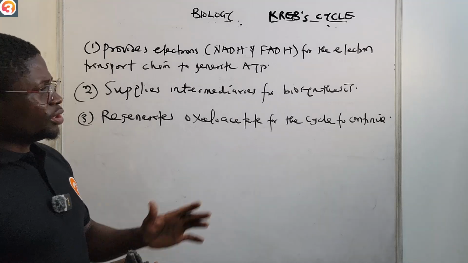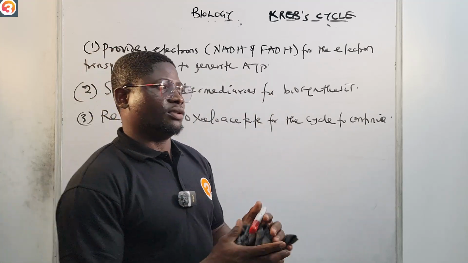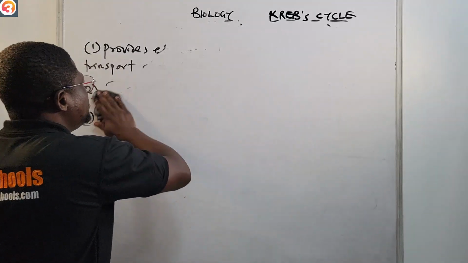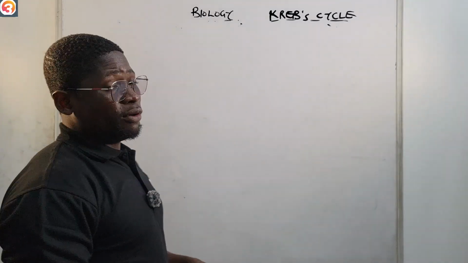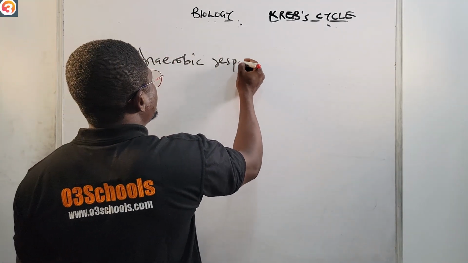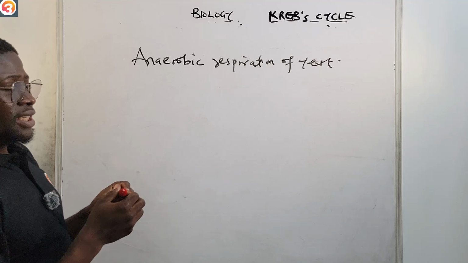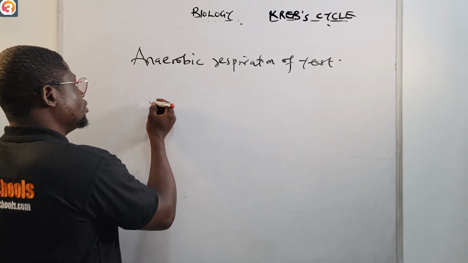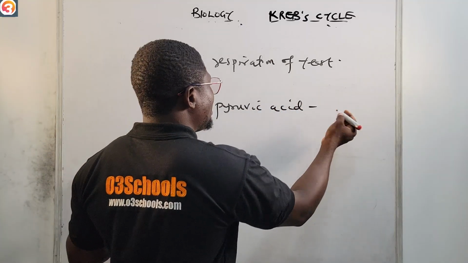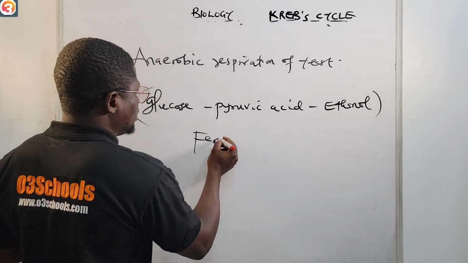So now, quickly, let us touch fermentation, and we'll know that we are done with respiration. So what is fermentation? You can see fermentation as the anaerobic respiration of yeast. In this respiration, glucose is converted to pyruvic acid, and then pyruvic acid is converted to ethanol. So that is the fermentation that we're looking at.